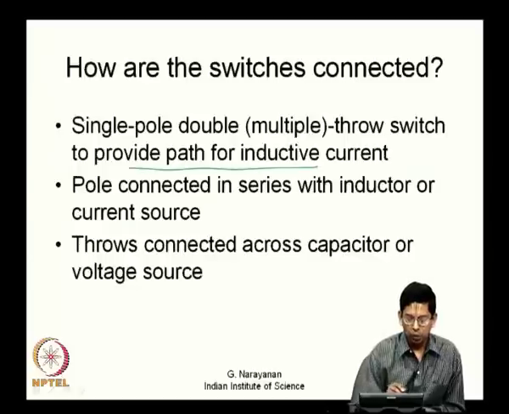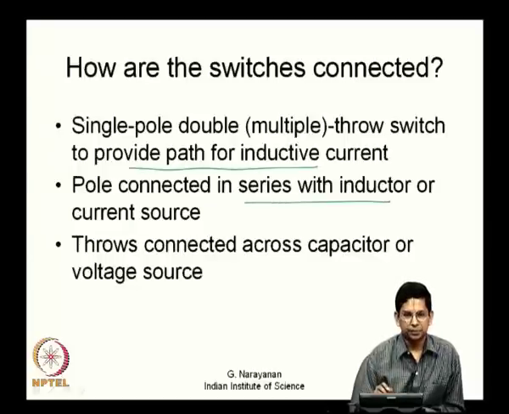Now, the pole is always connected in series with the inductor or a current source, and the throws are connected across the capacitor or voltage source. This is what you commonly find. Once again, you connect the pole in series with the inductor or current source, so the inductor current or the current source has a path to flow through. It will either flow through T1 or through T2.